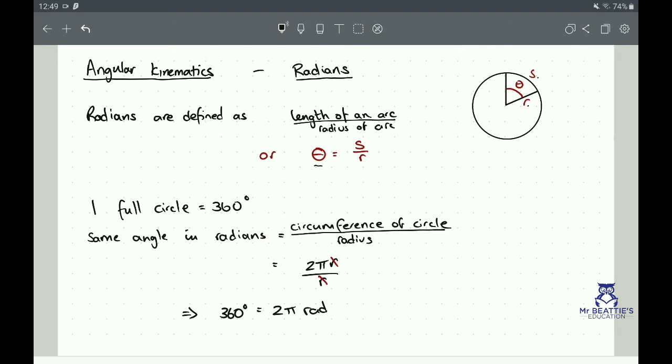Now, for one full circle, that'd be one full 360 degree turn. To convert that angle into radians, you would have the circumference of the circle, which would be 2 pi r, divided by r, which is the radius of the circle. The two r's cancel, and so we can show that 360 degrees is 2 pi radians. Now what we're going to do on the next page is a couple of conversions just to get used to converting between radians and degrees.